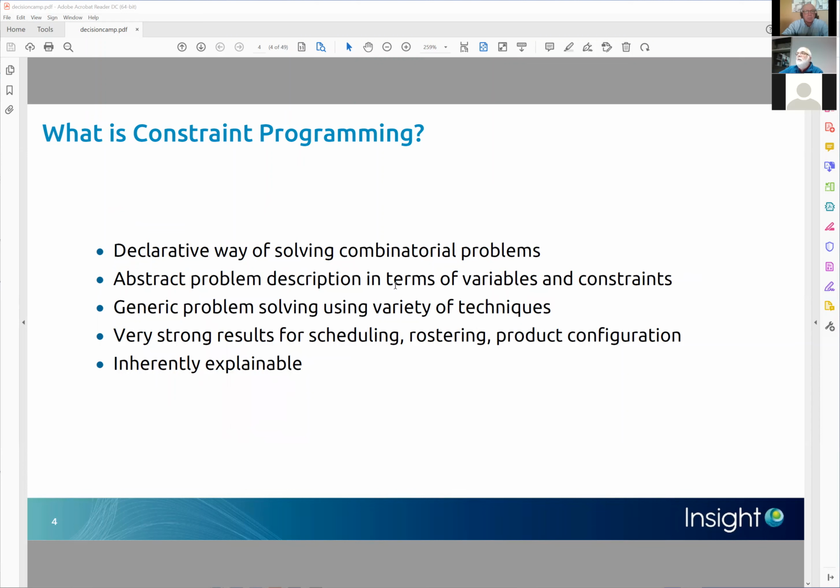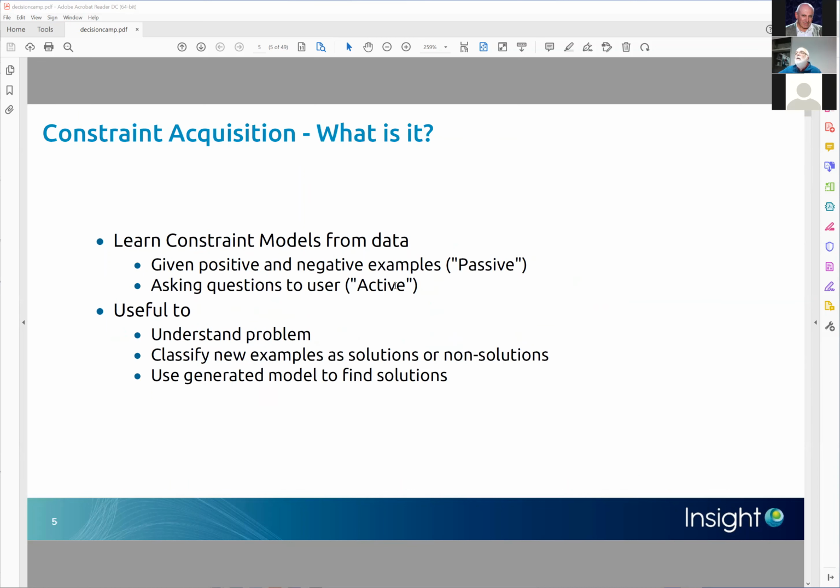So what is constraint programming? If you're not familiar with it, it's a declarative way of solving combinatorial problems. You have an abstract problem description in terms of variables and constraints, and then a generic problem solving tool that uses different techniques, and different solvers have different emphasis there. You get very strong results for scheduling, rostering, and product configuration. These are areas where constraint programming works very well. And as an AI tool, one of the advantages is that it is inherently explainable because it's a logic-based tool, so you basically understand why the system is doing certain things.